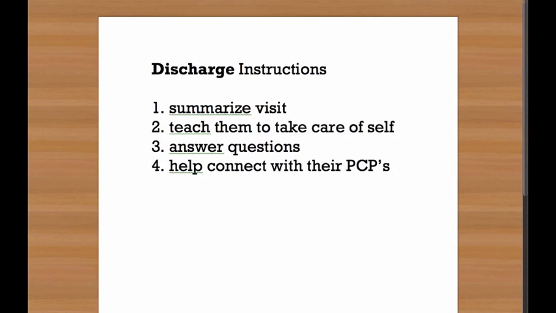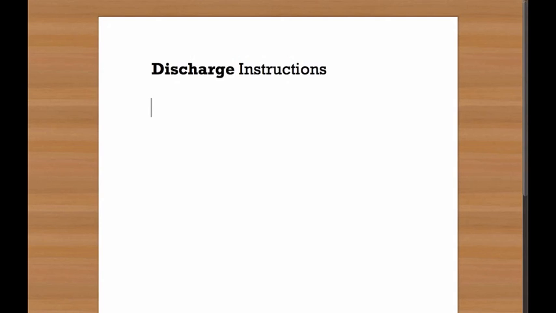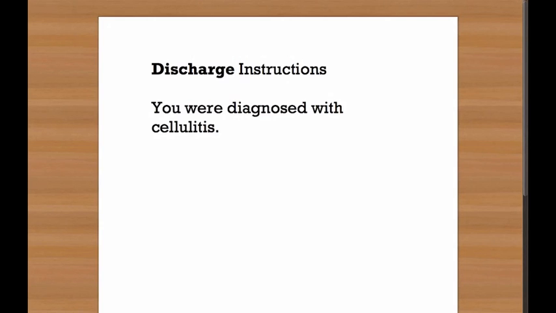So what goes in discharge instructions? I like to include four main things. The first is their diagnosis. What did you diagnose them with? Let them know what they're going home with. And as in this case, cellulitis. They might not know what that word means, so you have to explain it too.